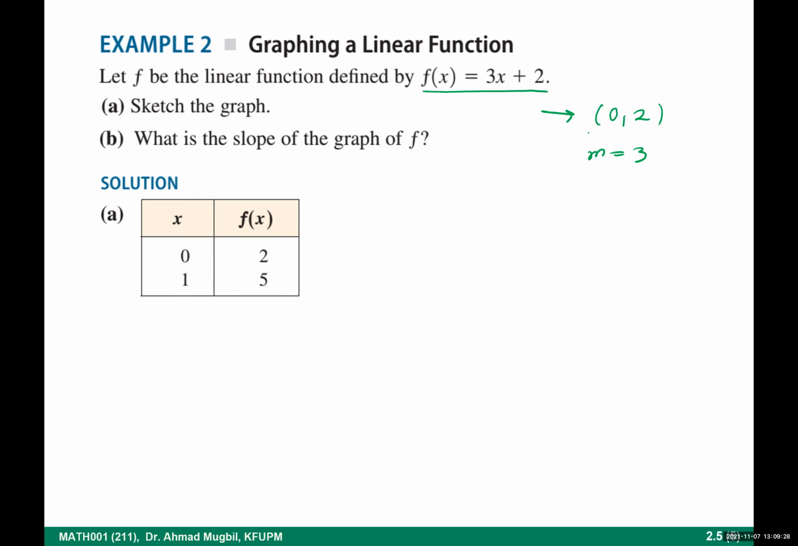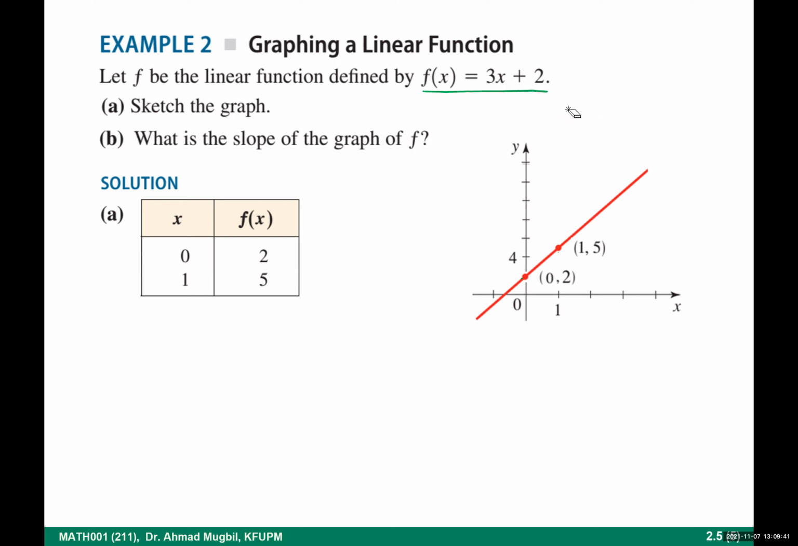When x equals 0, y will be 2. When x equals 1, y will be 5. Now plot these 2 points, (0, 2) and (1, 5). Connect between them. You will have a straight line. And to make it more accurate, you can also find the x-intercept. Just put y equals 0 and solve for x. It will be negative 2 over 3. This will be the x-intercept.